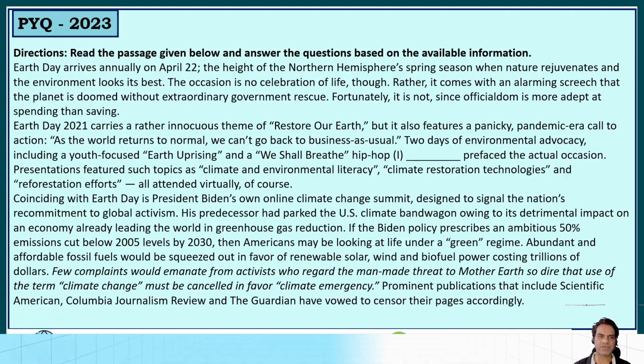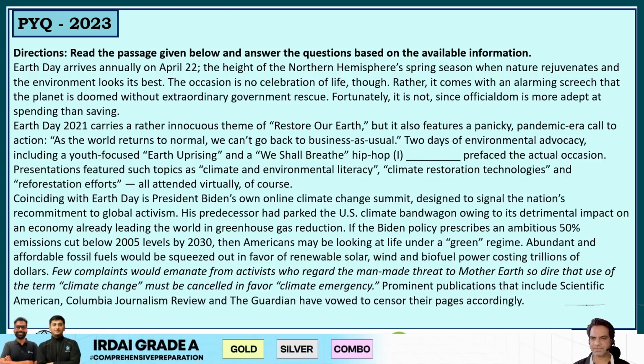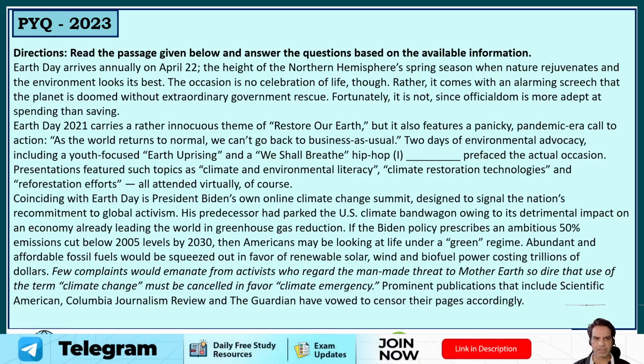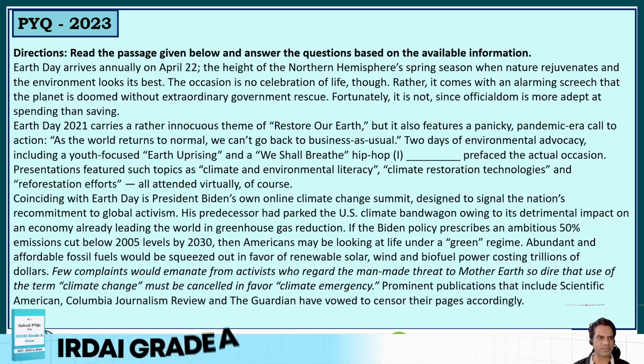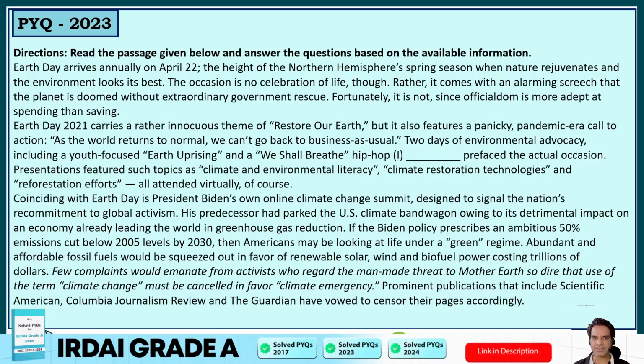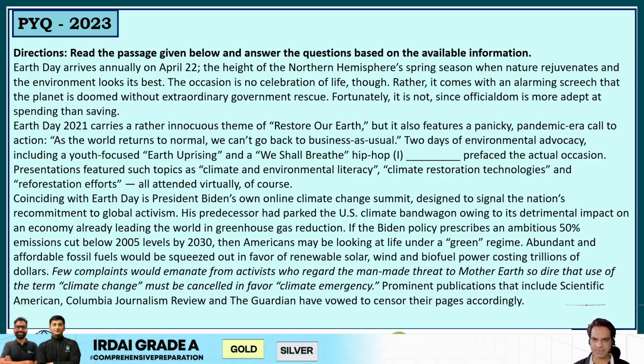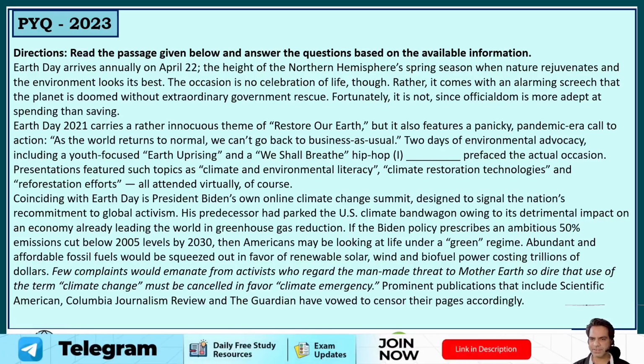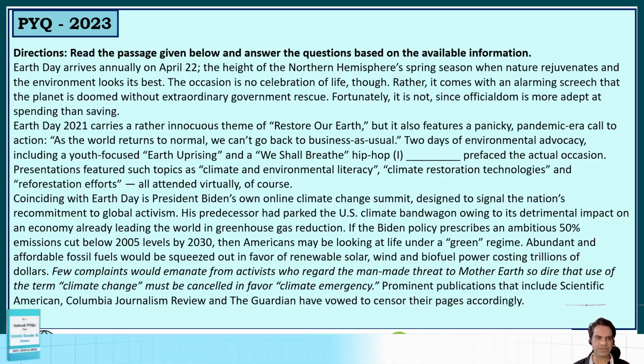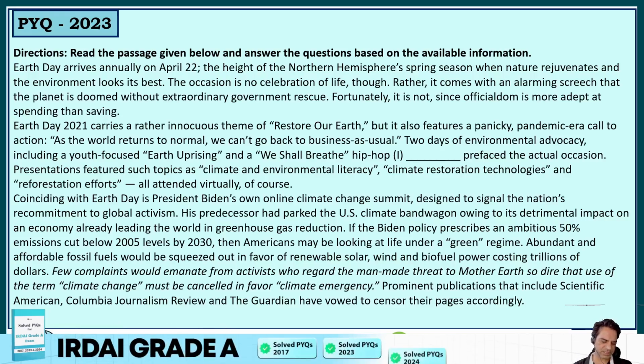Earth Day arrives annually on April 22, the height of the northern hemisphere's spring season when nature rejuvenates and the environment looks at its best. The occasion is no celebration of life though. Rather it comes with an alarming screech that the planet is doomed without extraordinary government rescue. Fortunately, it is not, since officialdom is more adept at spending than saving. Earth Day 2021 carries a rather innocuous theme of restore our Earth, but it also features a panicky pandemic era call to action. As the world returns to normal, we can go back to business as usual.